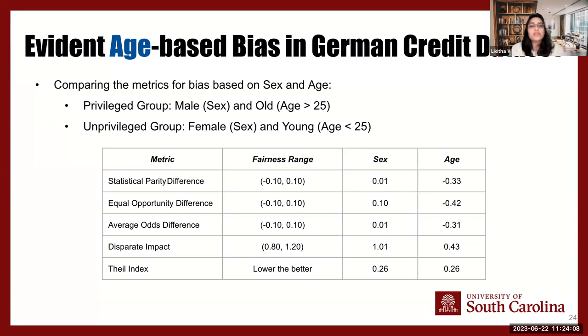And we display these results in the table shown. The first column shows different metrics, the five different metrics that we saw in the previous two slides. The second column shows the default thresholds for each of the fairness metrics. The third and the fourth show the amount of fairness or the lack of it with respect to these two attributes. So this is just a summary of the previous two slides. And we see that there is a significant bias present in terms of age. And this is all prior to applying any mitigation strategies.